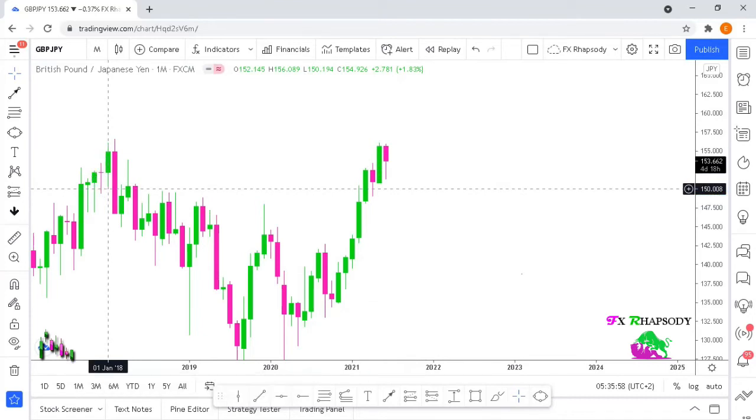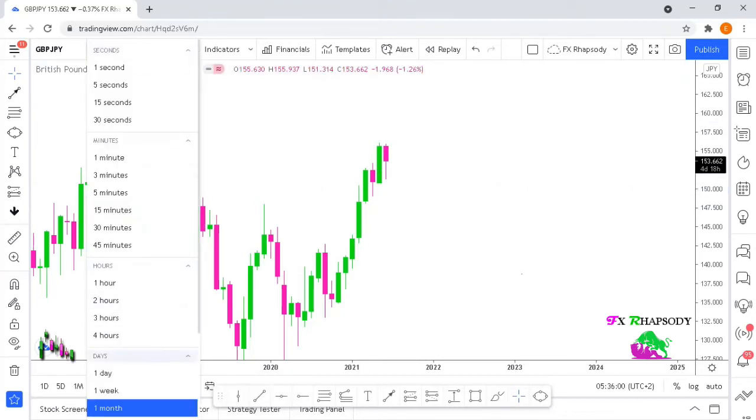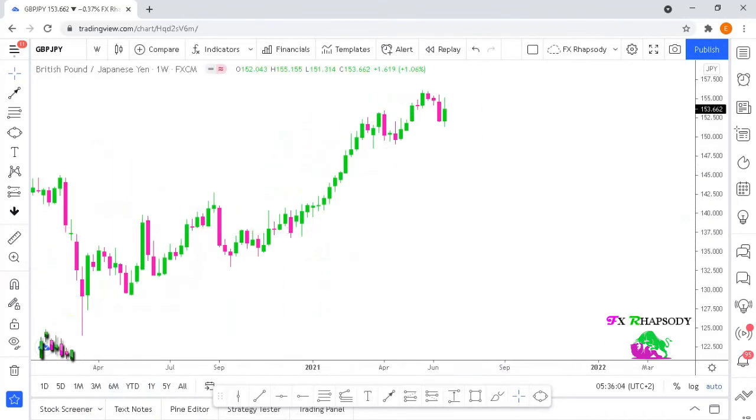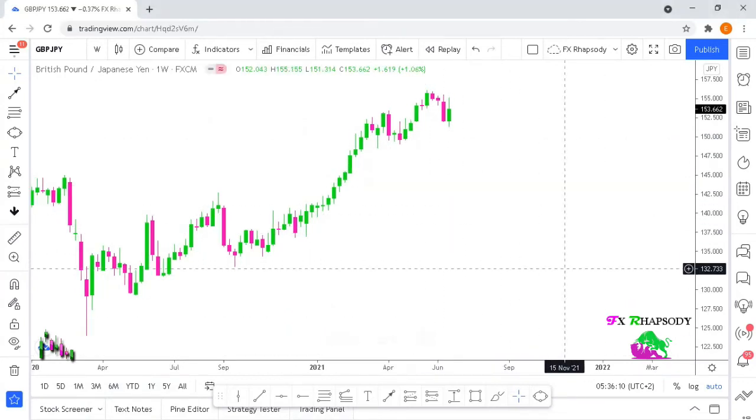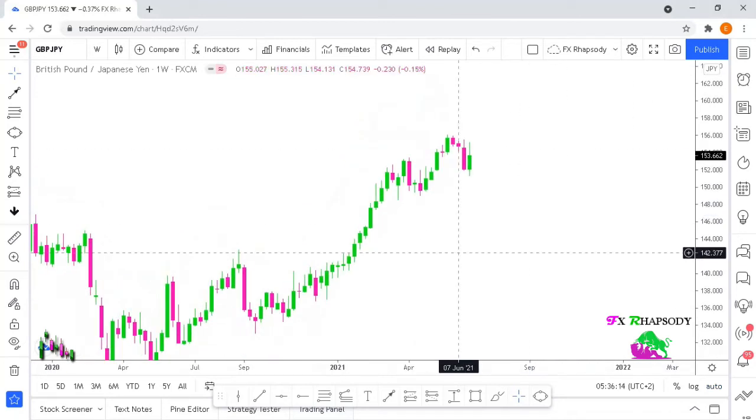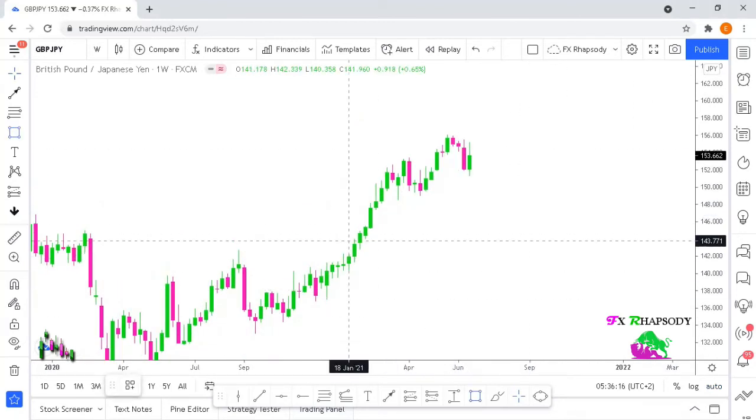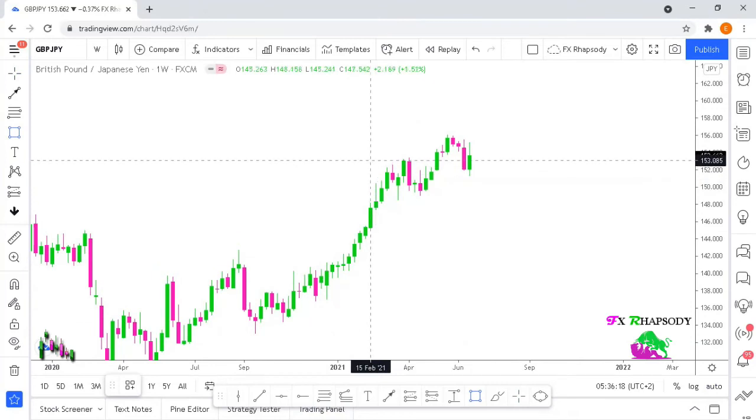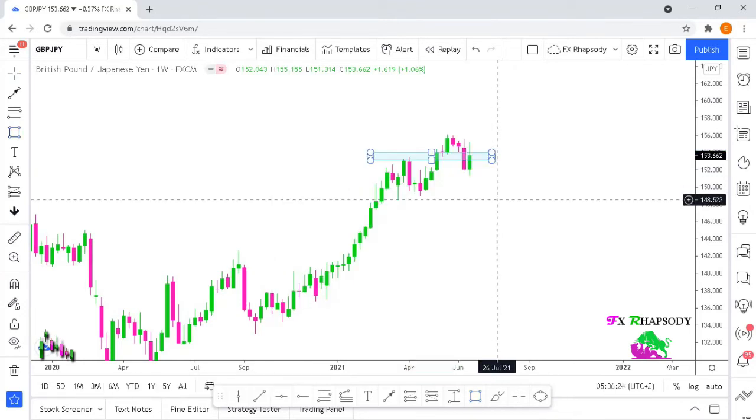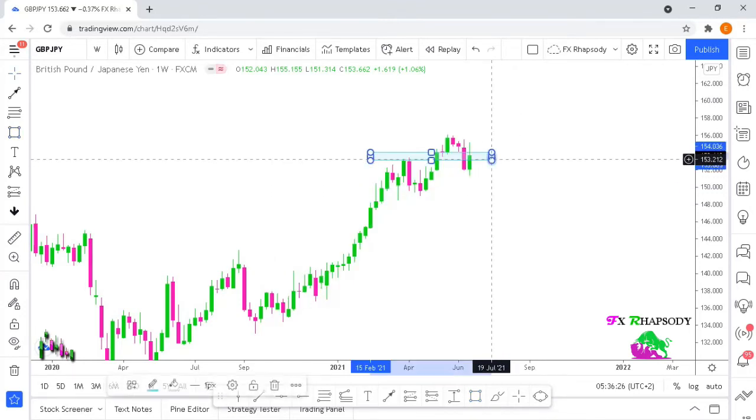Let's head down to the weekly area to see what price is doing. So on the weekly time frame, we can still see this. Okay, I'm not going to draw that trend line. We know that trend line is there. So I'm just going to do this area here. There we go. Let me just draw it better.